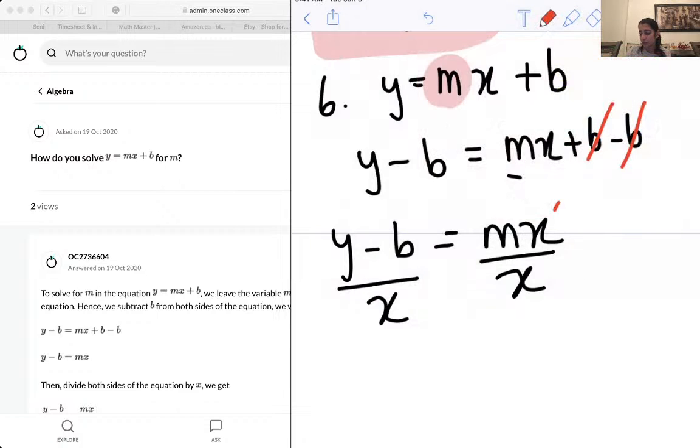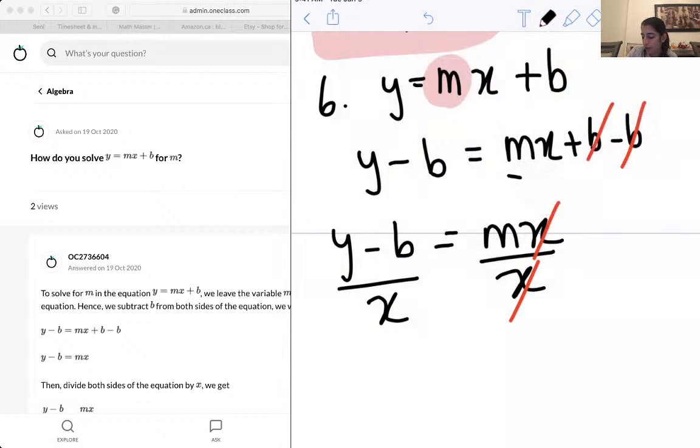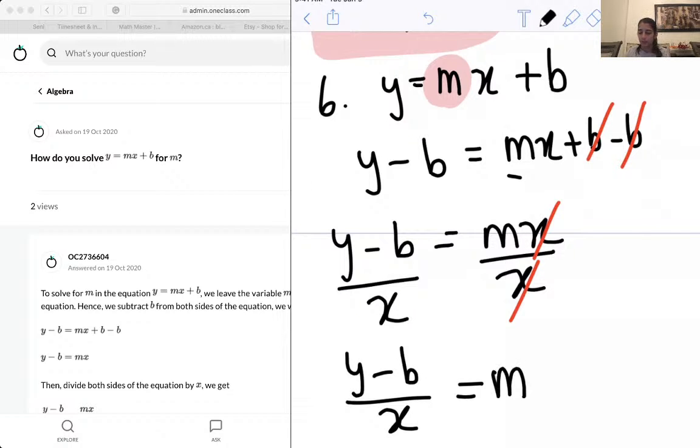Again, this would cancel out, and we are left with y minus b over x is equal to m, and that's basically what they wanted, to isolate for m, and that is our final answer. There we go.